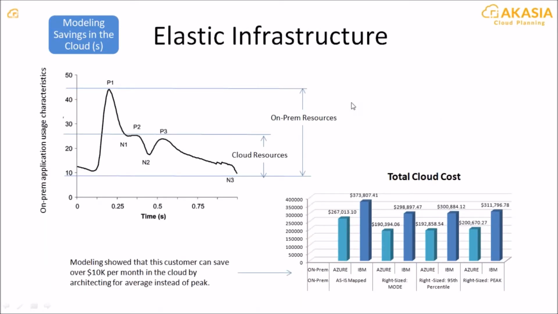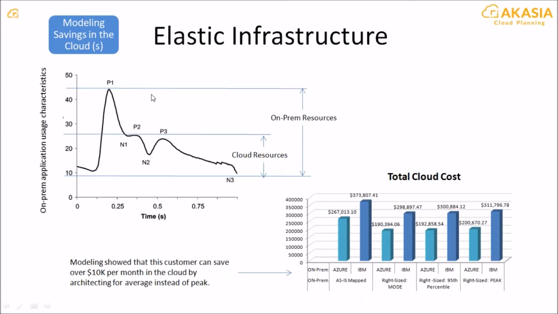The next opportunity to save is elastic infrastructure. And the beauty of the cloud is that anytime you need additional resources, they're available to you. So a lot of our clients model for elastic infrastructure. This is one example where we looked at the application characteristics and we modeled for various options, as is, right size for mode, right size for 95th percentile, and right size for peak. So we modeled for peak. This was the 95th percentile, and this was mode. As is was something beyond this.